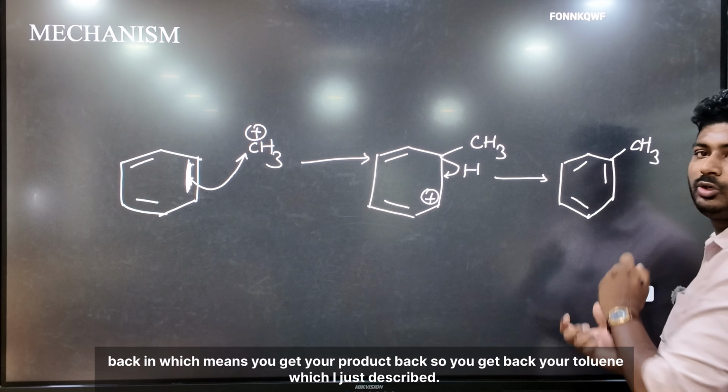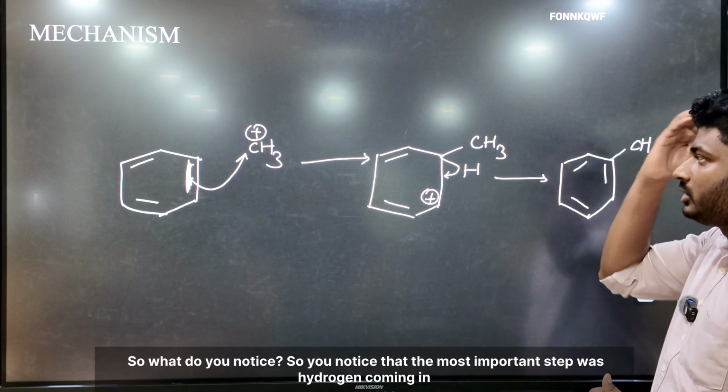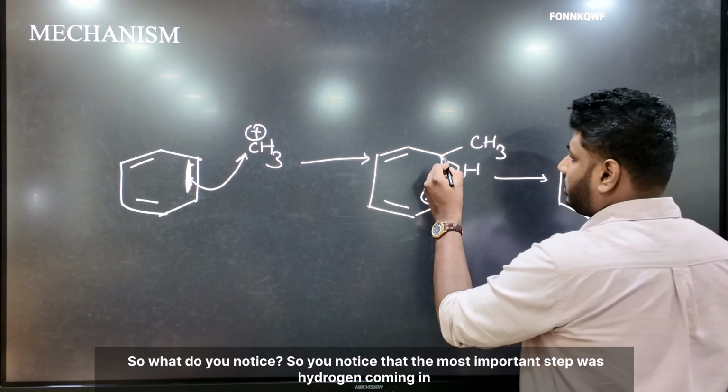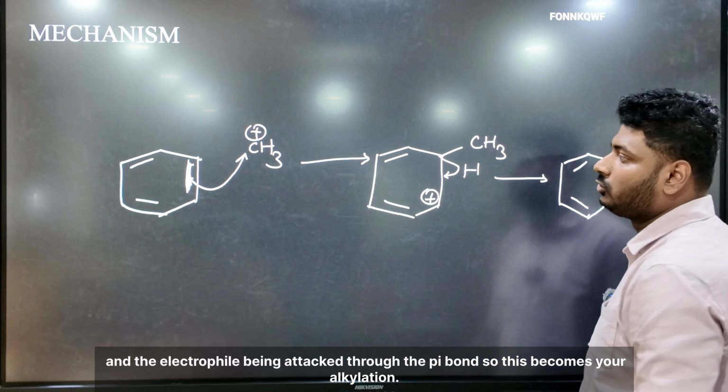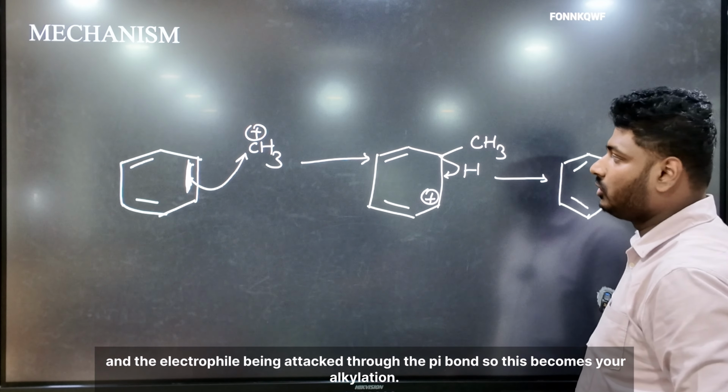So you get back your toluene, which I just described. So what do you notice? You notice that the most important step was hydrogen coming in and the electrophile being attacked through the pi bond. So this becomes your alkylation.